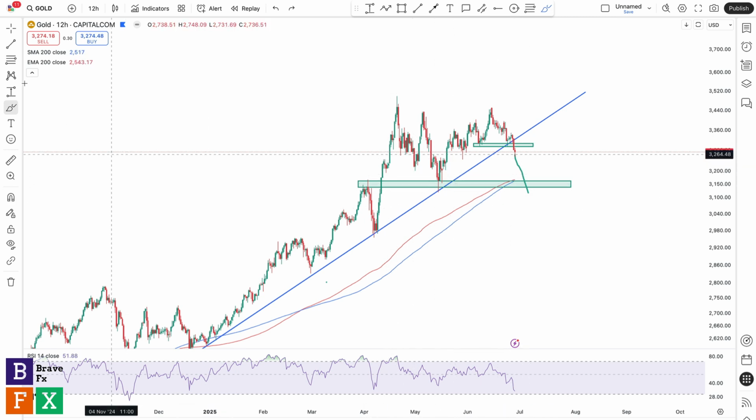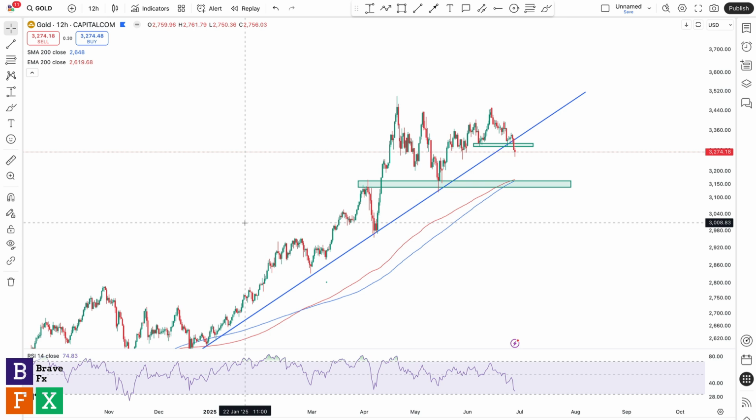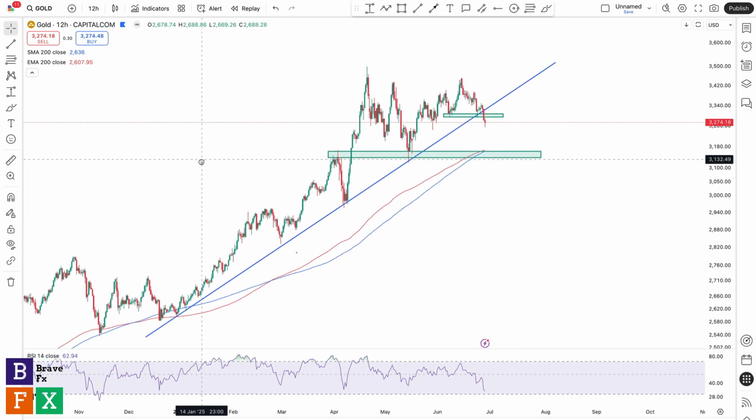So that's why we'll be looking for bearish opportunities to go short while we wait for potential reversals, just in case we get hints that this trend might continue, right? But right now it doesn't seem to be the case. I do think we're going lower.